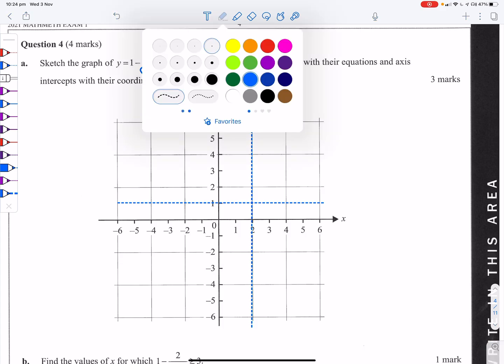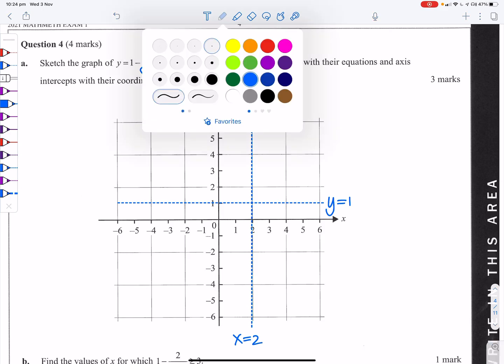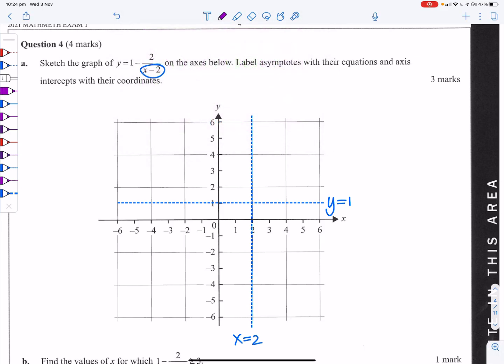Y is equal to 1. Don't forget to label them. So y is 1, x is 2. We know if x equals 0, we get y is 1 minus 2 over negative 2, which is 1 plus 1. So we get y is 2.